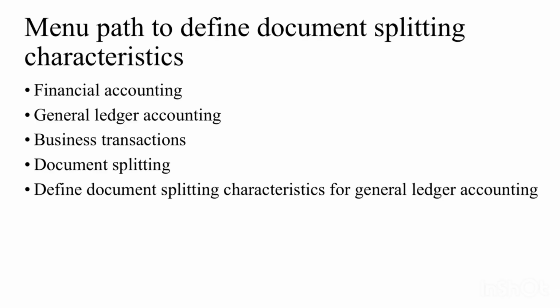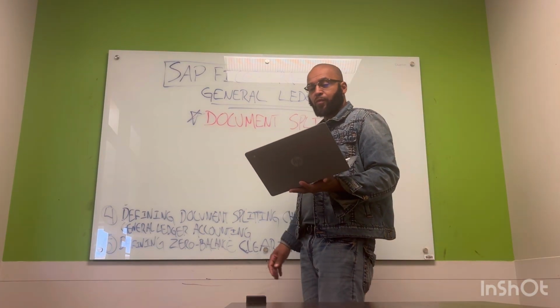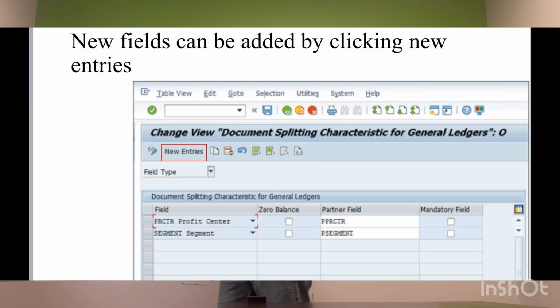Okay, menu path to define document splitting characteristics. Financial accounting, general ledger accounting, business transactions, document splitting. Define document splitting characteristics for general ledger accounting. Okay, on this screen, new fields can be added by clicking new entries. I have it highlighted in red there, a red rectangle.